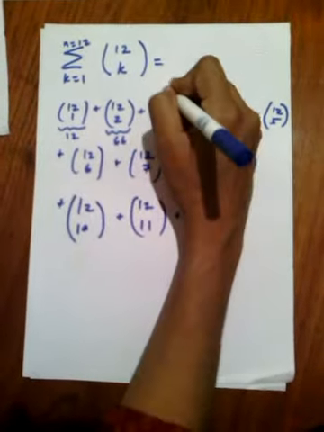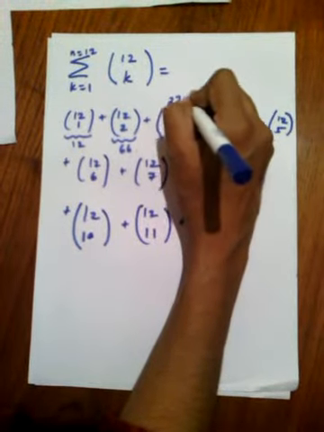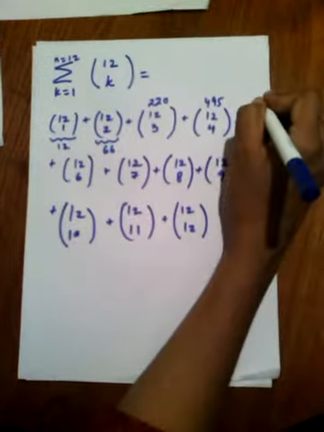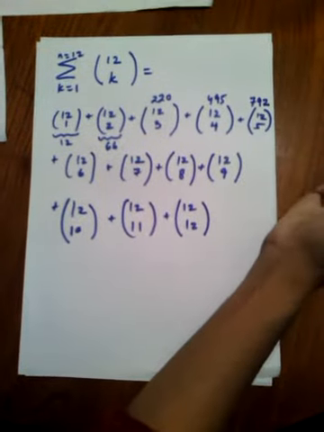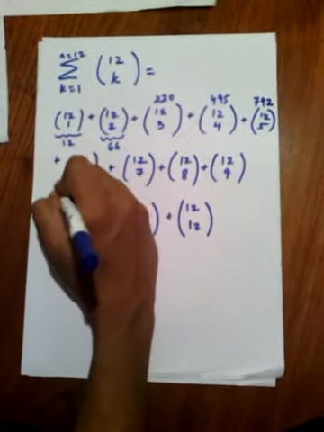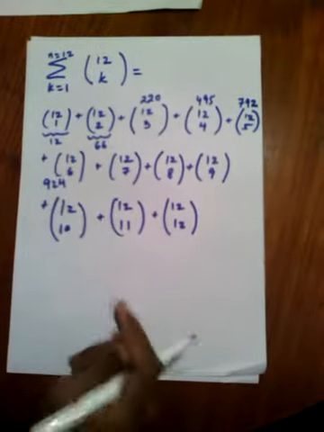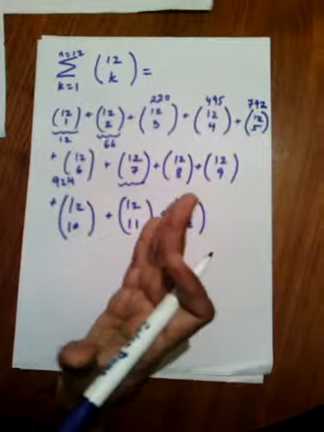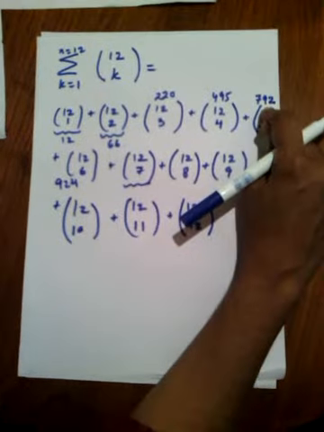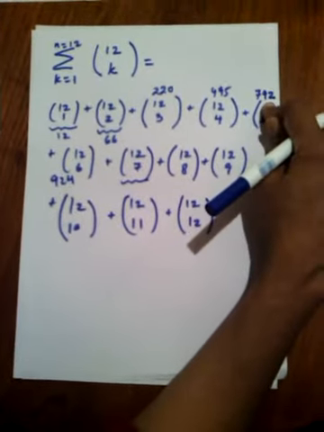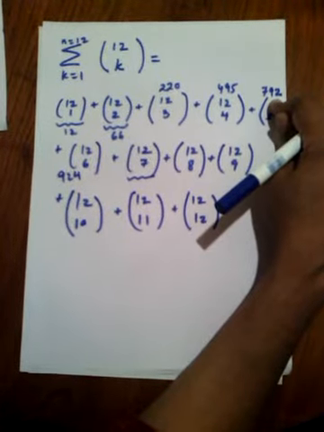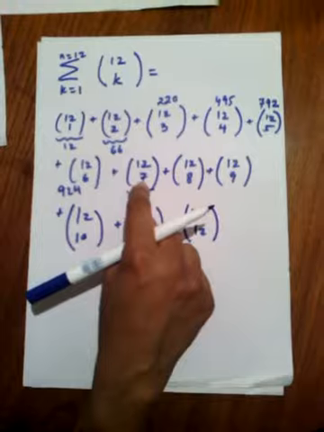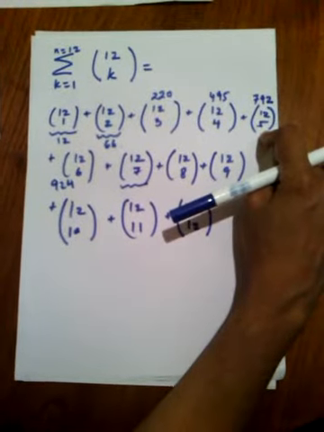The third is 220. I worked it out separately. And the next is 495. The next is 792. Right? The next is 924, that's 12 choose 6. The next, funnily enough, it goes back to the previous term because of the theorem that n choose k is the same as n choose n minus k. So 12 choose 7 is the equivalent of 12 choose 5, right?